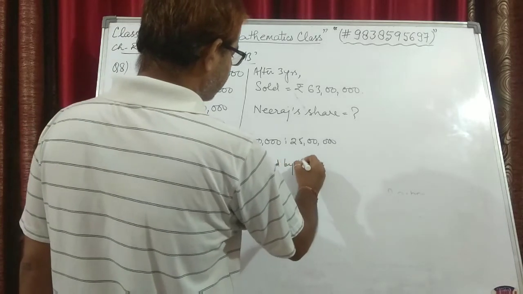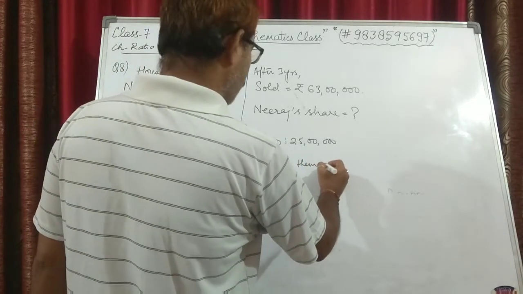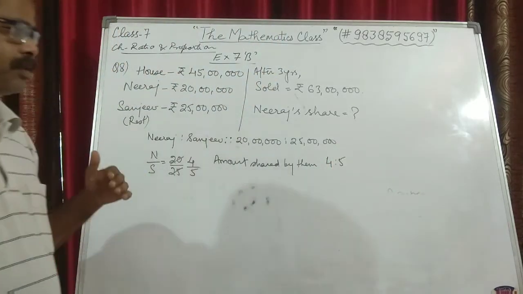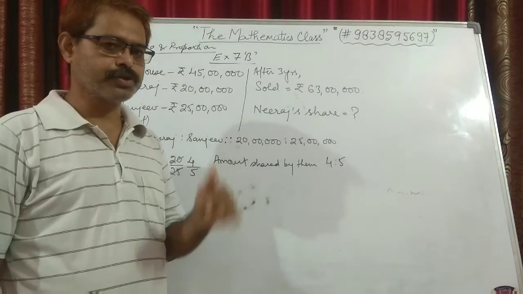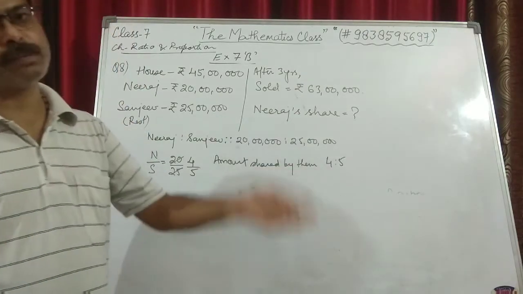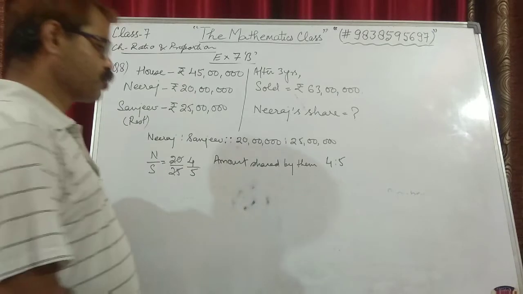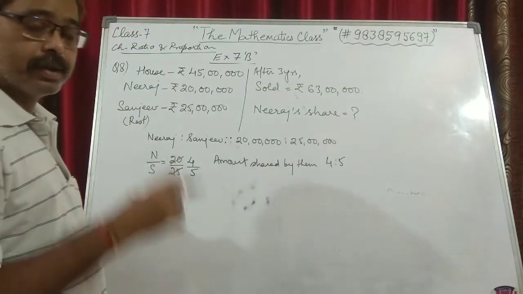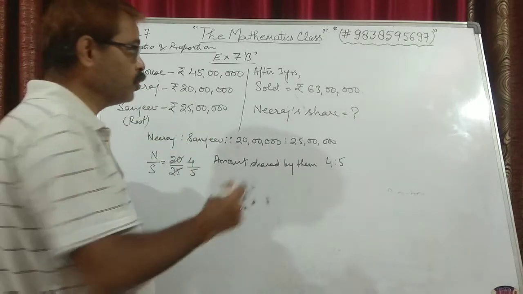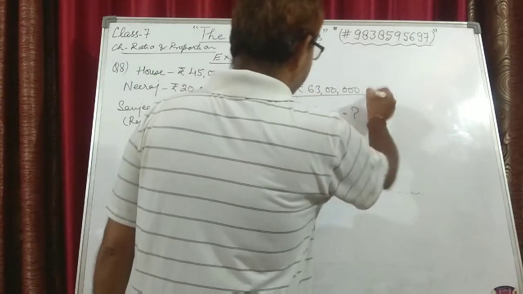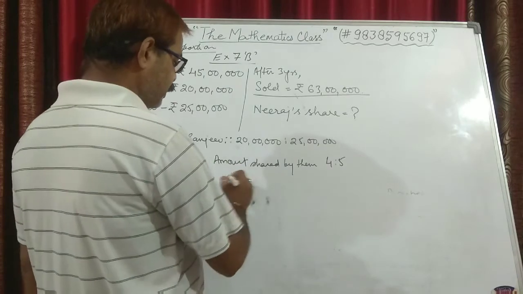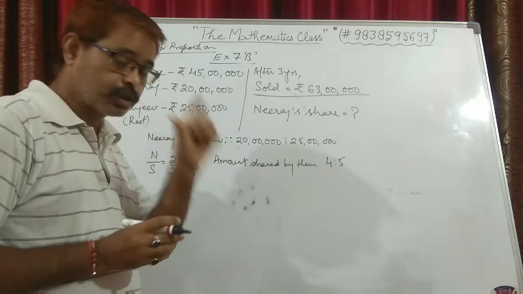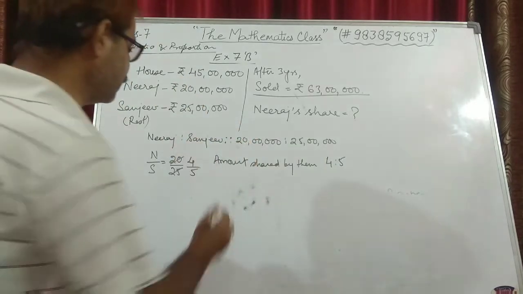The amount shared by them is in the ratio of 4:5. If they are sharing the amount in the ratio of 4:5, it means they will get back also in the same ratio. So to understand, they will get the amount in the same ratio of what? Of this amount. It means we will find out what was in fraction of the total amount shared by each.